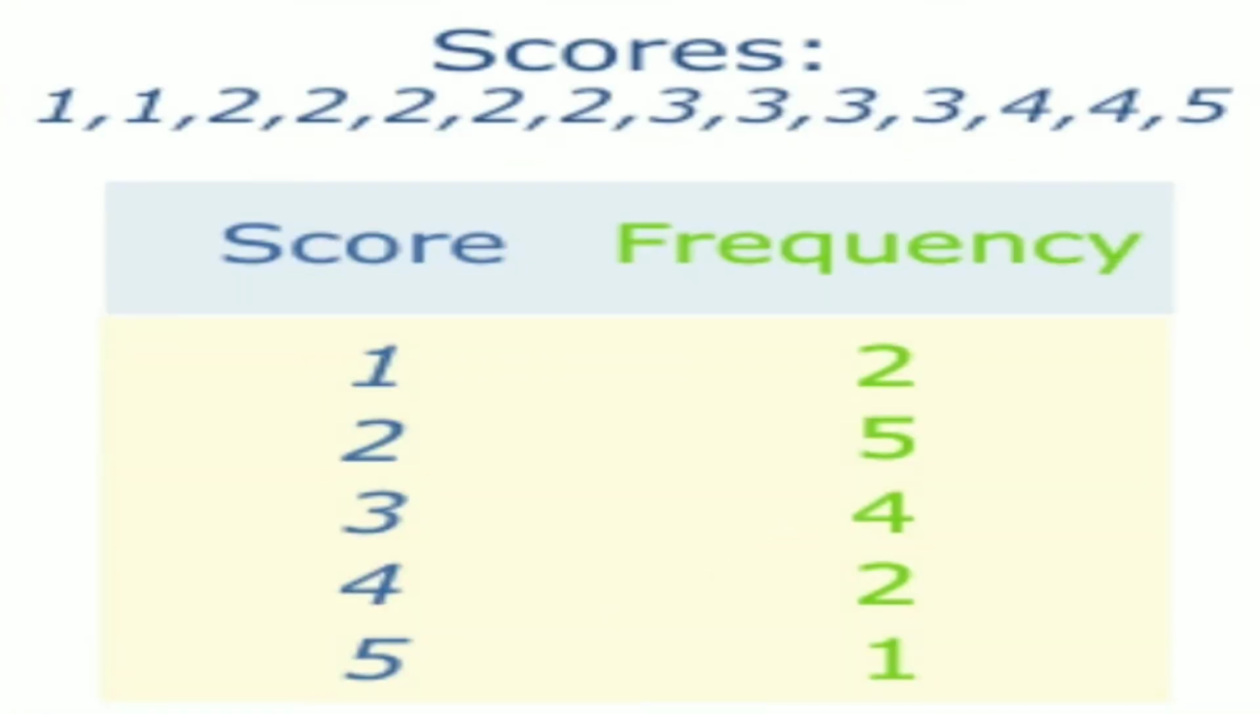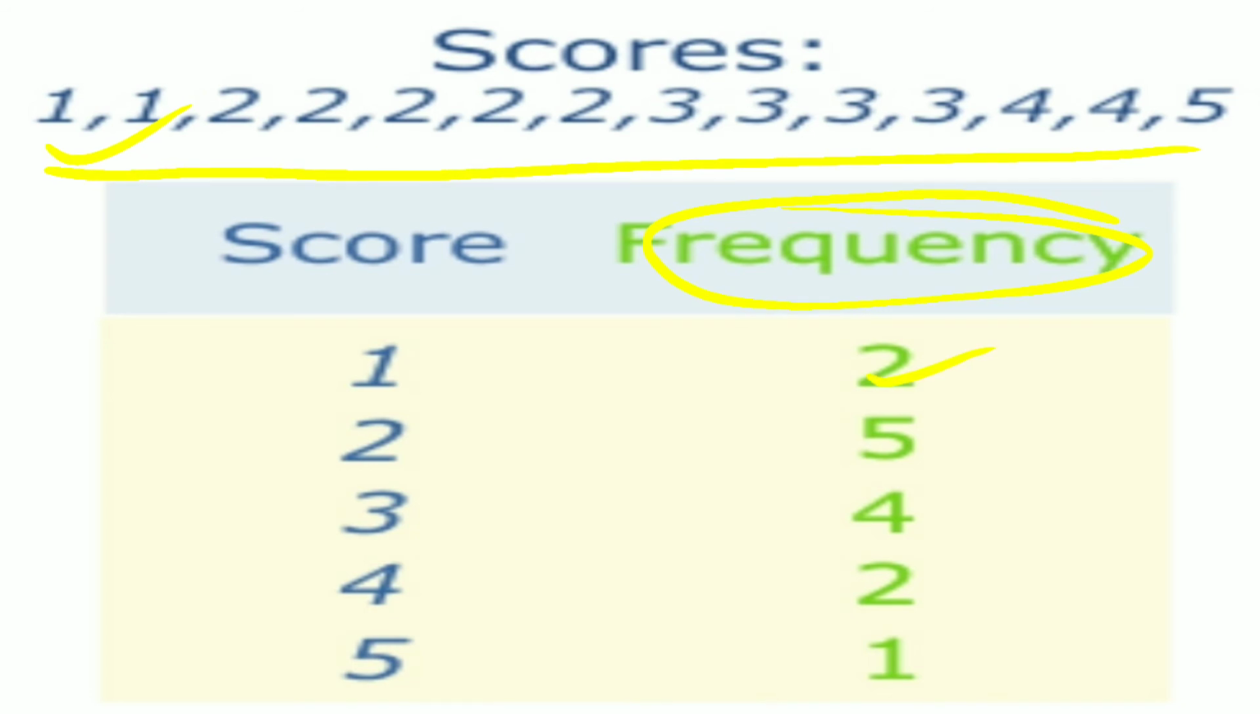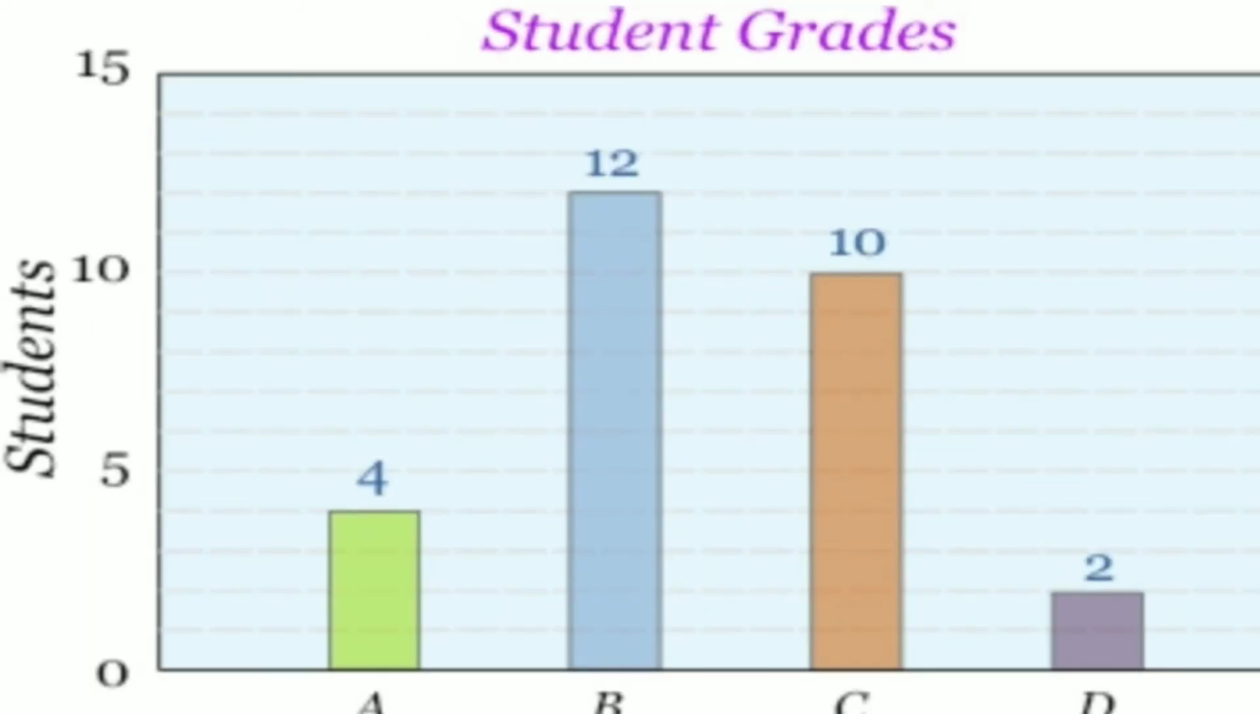Next one. What does frequency mean? I want to focus on the frequency here. First of all, we are given the different observations in the data. Then the repetition of a particular observation will be considered as frequency. Suppose that a score of 1 was got by 2 players, a score of 2 by 5, a score of 3 by 4, a score of 4 by 2, etc. Then that will be considered as the frequency. The number of times a particular observation occurs will be considered the frequency.